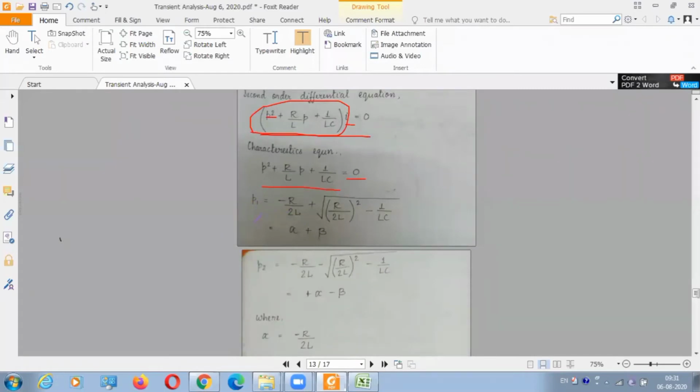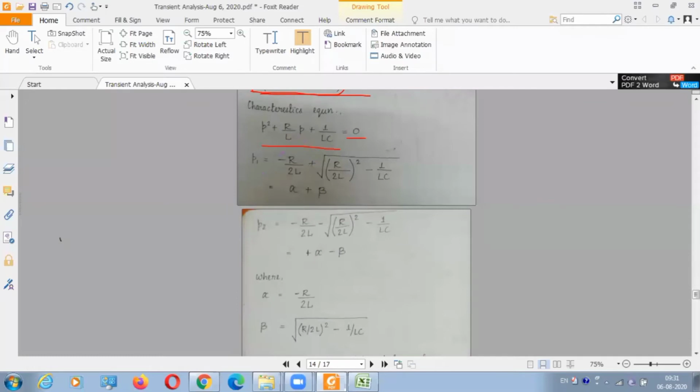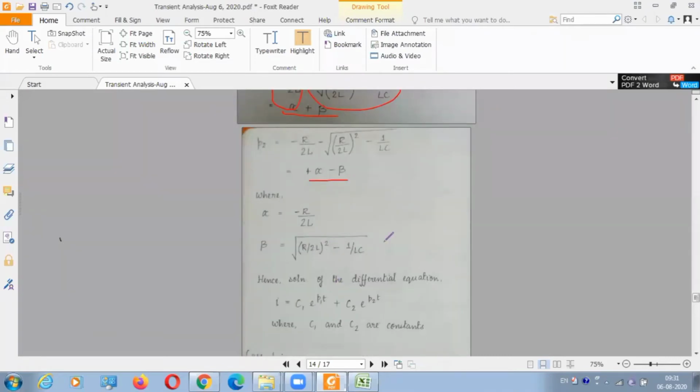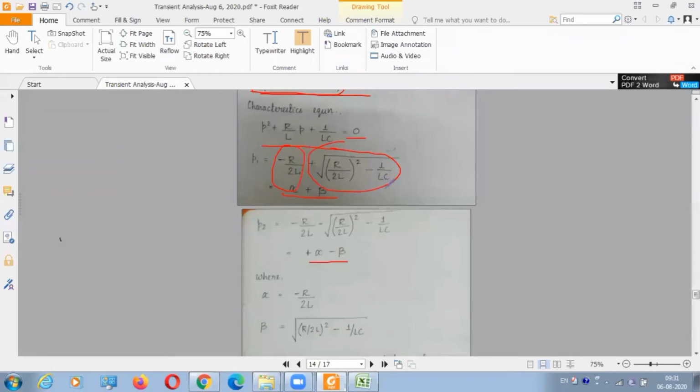Now there will be two roots, p1 and p2. I am not going into detail about that. If you take this part as alpha and this part as beta, you will get once alpha plus beta and once alpha minus beta. But here there can be two or three solutions. Under the square root there is a value, r by 2l whole square minus 1 by lc. These are very important conditions because it is under the square root.